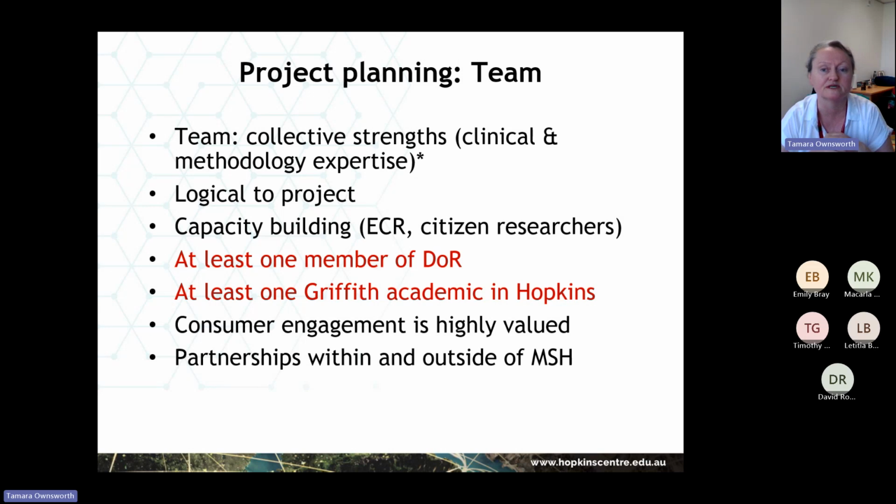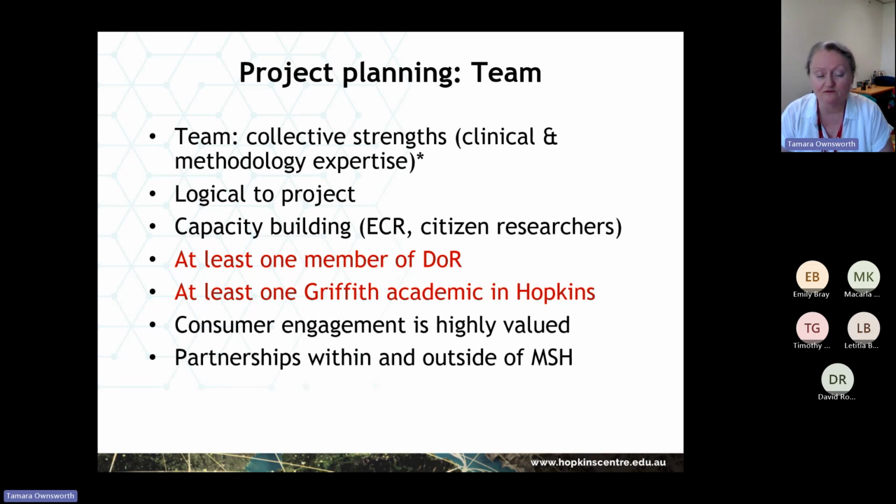So across your projects, there's likely to be both clinical expertise, sometimes lived experience expertise, and also methodology expertise. So if you're putting forward that you're going to do a pilot clinical trial and no one on your team has expertise in clinical trials, that could be a disadvantage. So you don't want just a really large number of team members who aren't actually actively contributing their knowledge and expertise. They should be very much logical to the project.